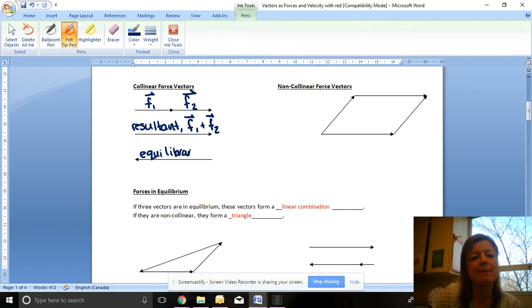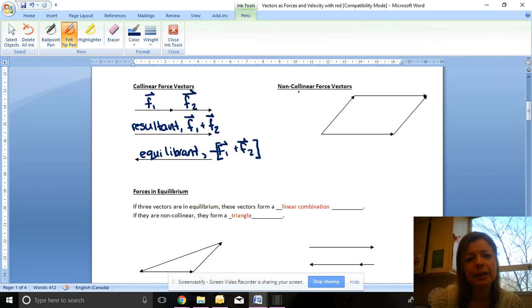So notice it's the same magnitude as the resultant, but just in the opposite direction. So this is the negative of, I should put brackets around here, F1 plus F2. So the equilibrant and the resultant are opposite vectors.